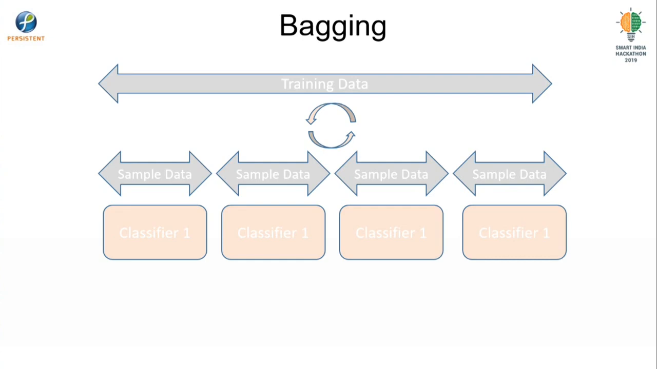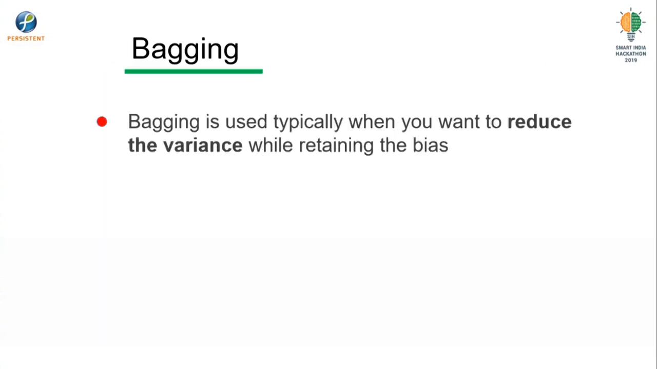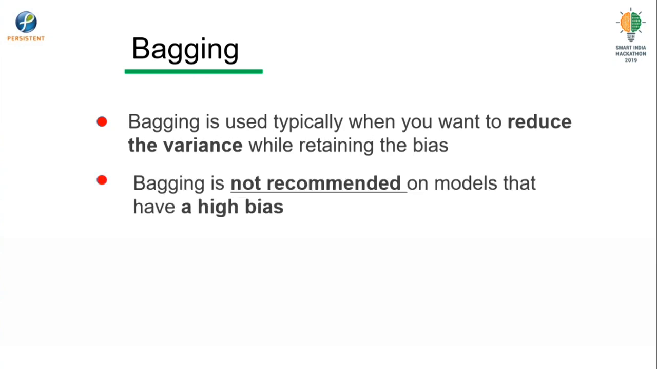You split the data and feed it to a classifier and then allow it to overfit on that particular data, and then finally a voting strategy is applied. This is called a bagging strategy. Bagging is used typically when you want to reduce variance while retaining the low bias. I mean, bagging is not recommended on models that have high bias. Parallel execution is possible naturally because you are splitting the data and feeding it to different classifiers. So, we have seen stack generalization and bagging.